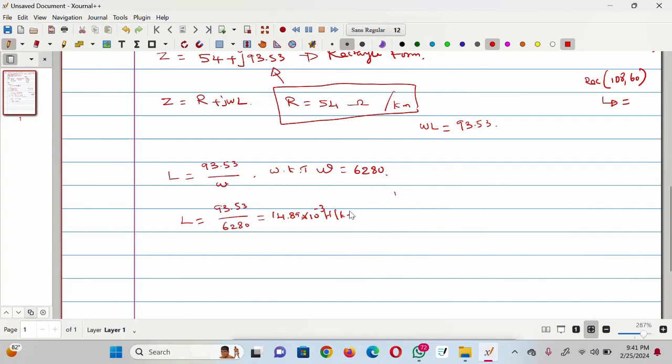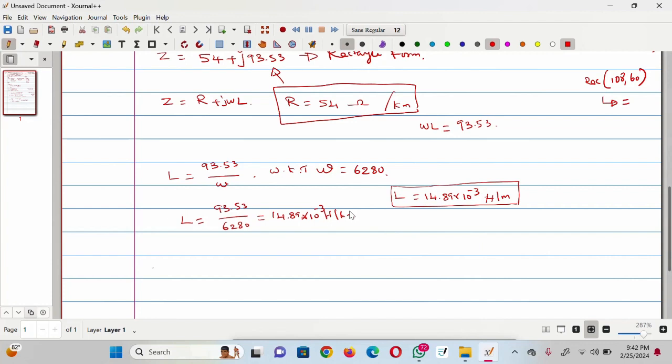L equals 14.89 × 10 to the power of minus 3 Henry per meter. So not AL, Henry per meter. If you want to take this value from Henry to millihenry, you can multiply with this milli value. You get millihenry, because inductor values must be in millihenry. If possible, you can reduce that also.